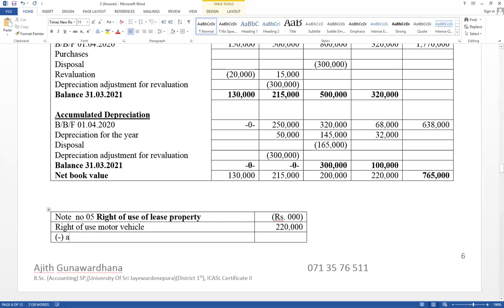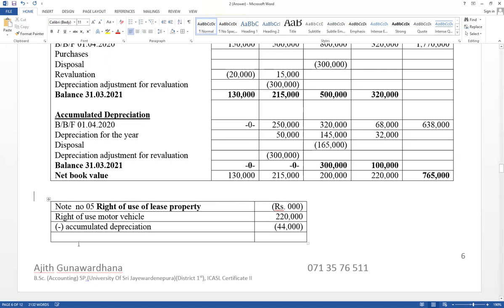Asset purchased at the beginning of the year. Therefore, as accumulated depreciation should be deducted 44,000, annual depreciation. Then net book value can be calculated. This one minus this one, that is the value should be input in the financial position. Therefore, 176,000. This is the value should be included in the financial position as a right of use of lease property.